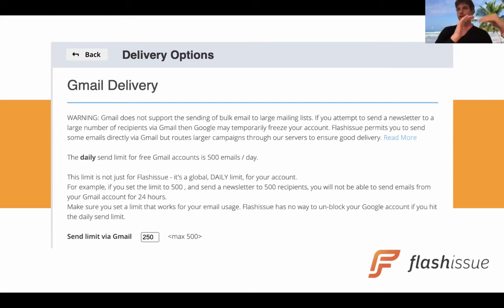But if you trust yourself, if you know that you're not going to go over the 500 limit, then you can change it. To do this, you just click on your account name in Flashissue, then click on delivery options, and you'll see the screen here. And you change the limit from 250 to something else. What we're seeing here is a screenshot of a gmail.com address, and that's why it says the maximum is 500. If you use a custom domain, it will show you the maximum is 2,000.